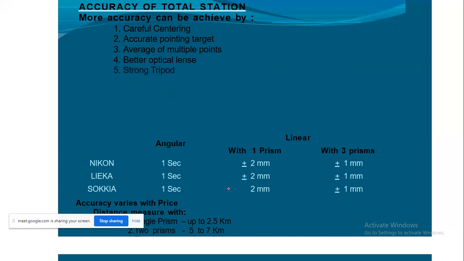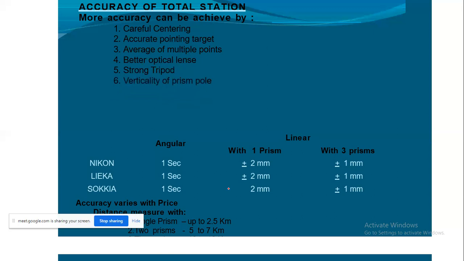Strong tripod. The tripod which we use for the theodolite is not strong enough. For that purpose, a specially designed tripod stand, strong enough to sustain the load of the total station, is provided along with the total station when you purchase it. As I told you at the start, it is somewhat heavier compared to your regular theodolite or all other instruments.